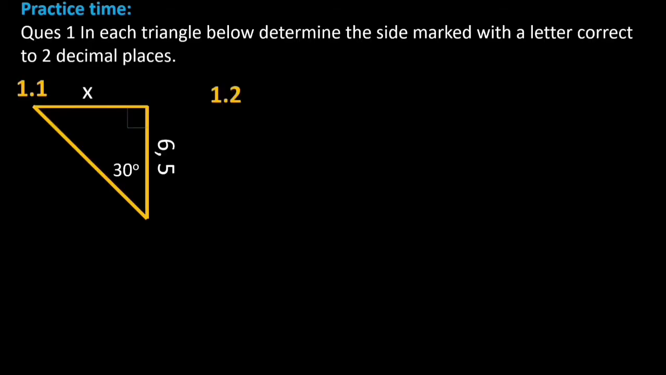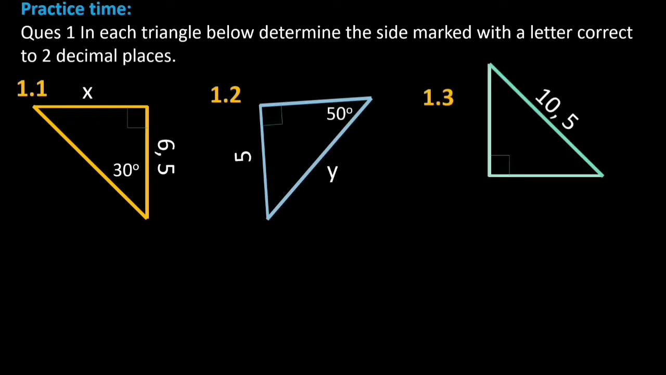Continuing with our practice time. What I'm going to do in this segment is, if you get an opportunity, you can pause the video and work out the question by yourself, and then compare answers. Let's see what we get. In this following example, we need to determine the side marked with the letter, correct to 2 decimal places. Okay, guys, you can pause the video at this stage and work it out for yourself, and then see if answers are similar. Let's start with 1.1.